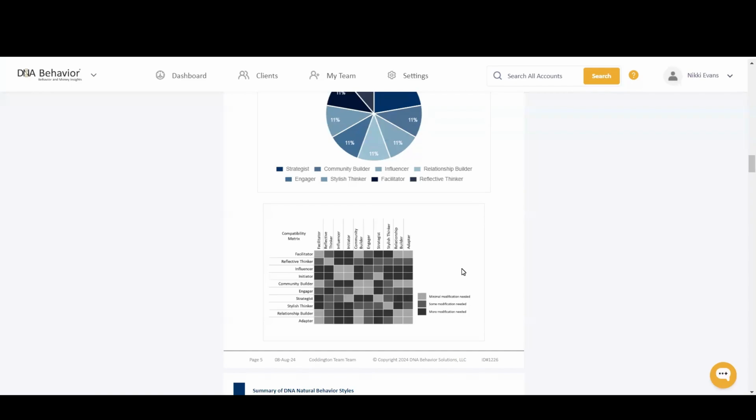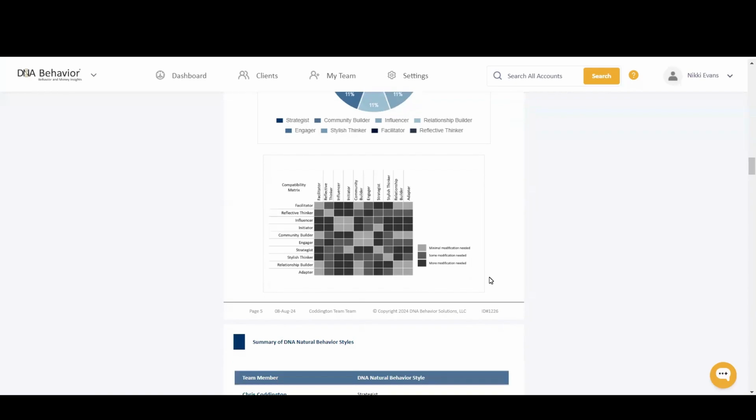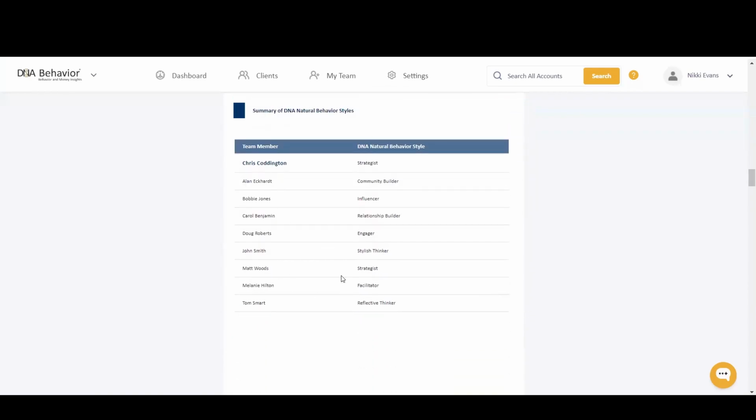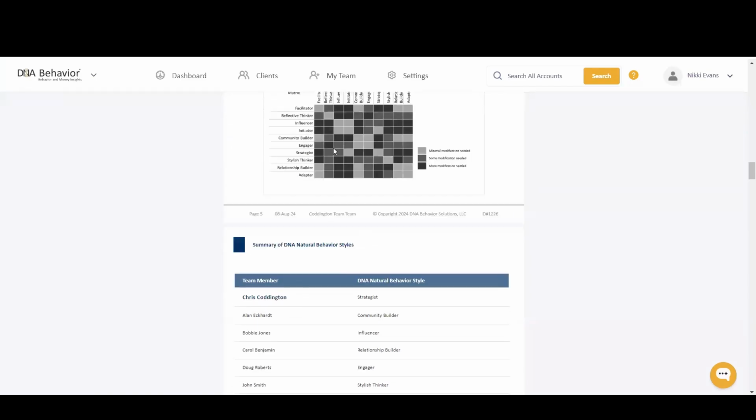So just something to think about here. Sometimes that helps people understand how much modification they need to be able to work together. So again, this kind of summarizes each of those styles for you so you have it very easily as you're looking at that guide. Alan is a community builder, so he's in relationship with Chris, who's the strategist.